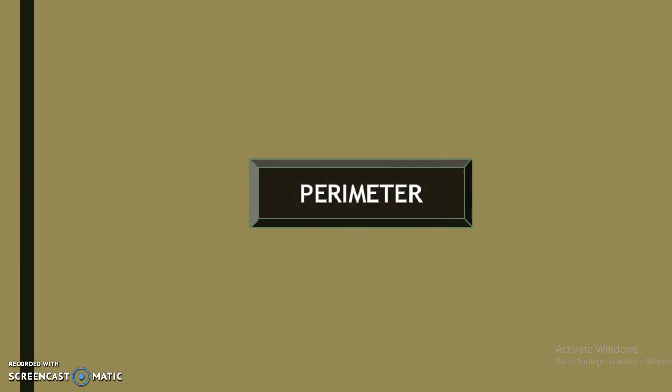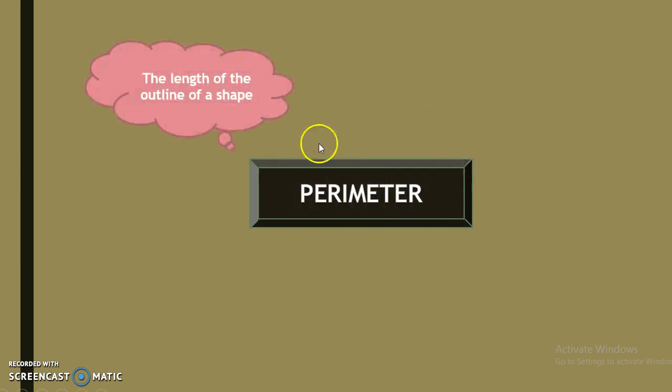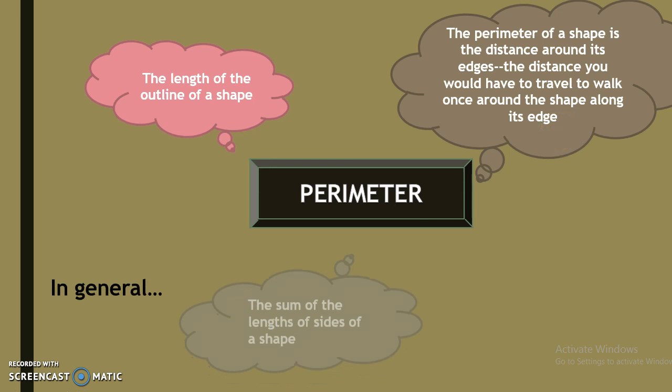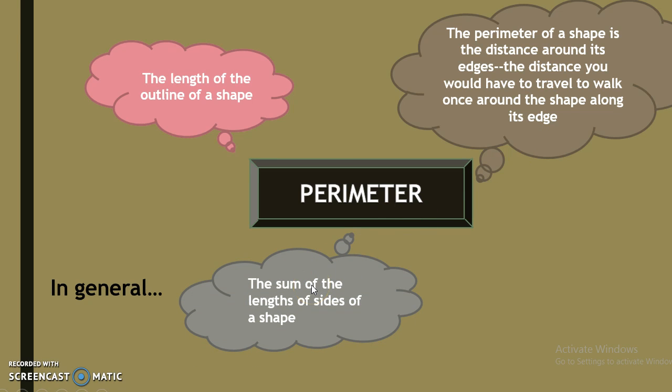Perimeter can be defined as the length of the outline of a shape. Another definition is that the perimeter of a shape is the distance around its edges, the distance you would have to travel to walk once around the shape along its edge. Thus, in general, perimeter is the sum of the length of sides of a shape.